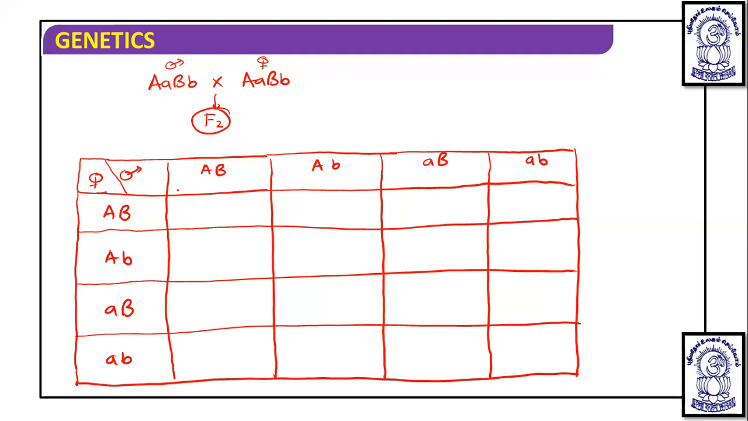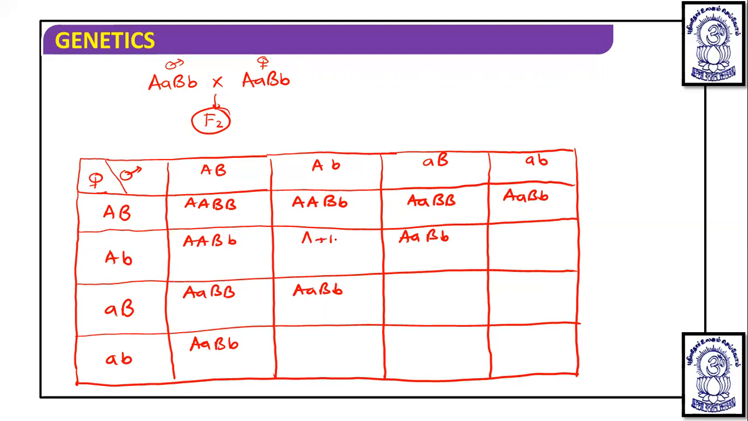Now if you make the cross, the offspring genotypes include capital A capital A capital B capital B, capital A capital A capital B small b, capital A small a capital B capital B, capital A small a capital B small b, and so on, down to small a small a small b small b. All these offspring are going to be produced in the F2 generation.